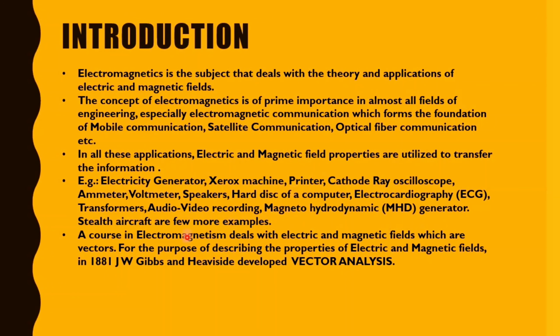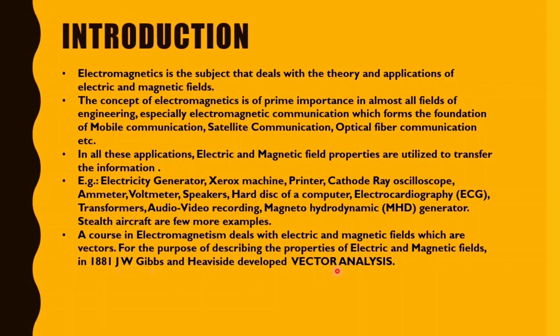Now, a course in electromagnetism deals with electric and magnetic fields, which are vectors. So this is a course in which we require the electric and magnetic field, right? These all are vectors. Now, for the purpose of describing the properties of electric and magnetic fields, in 1881 J.W. Gibbs and Heaviside developed vector analysis.